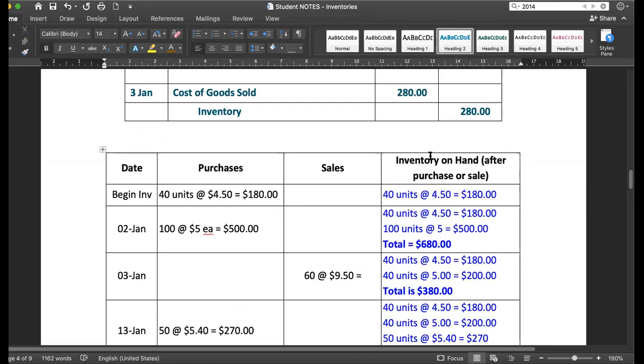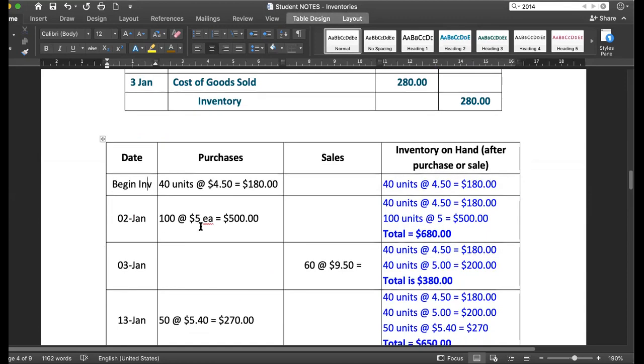All right, so after the purchase or sale, what is the inventory on hand? Well, the beginning inventory was 40 units at $4.50. And so that would be the inventory on hand on January 1. Now, on January 2, they purchased 100 units at $5 each. So on hand, after they made the purchase, will be those original 40 units plus an additional 100 units that were just purchased. And so the sum total of that is $680 of inventory on hand.